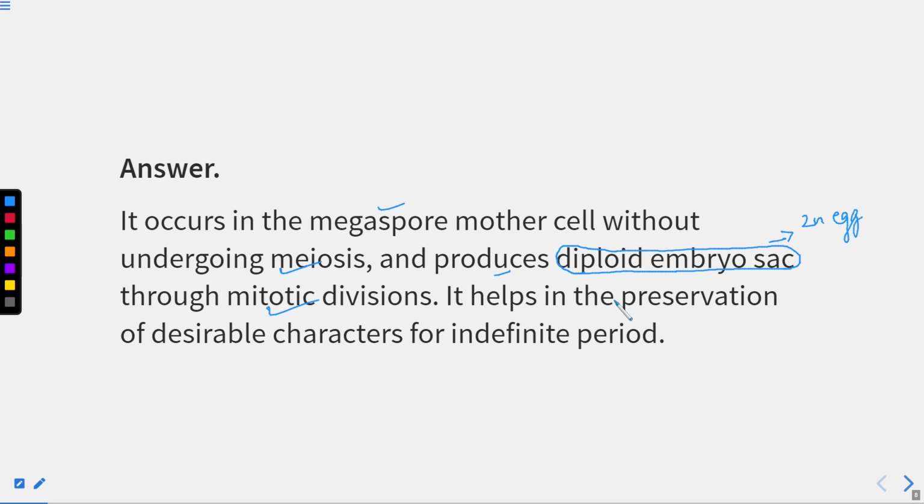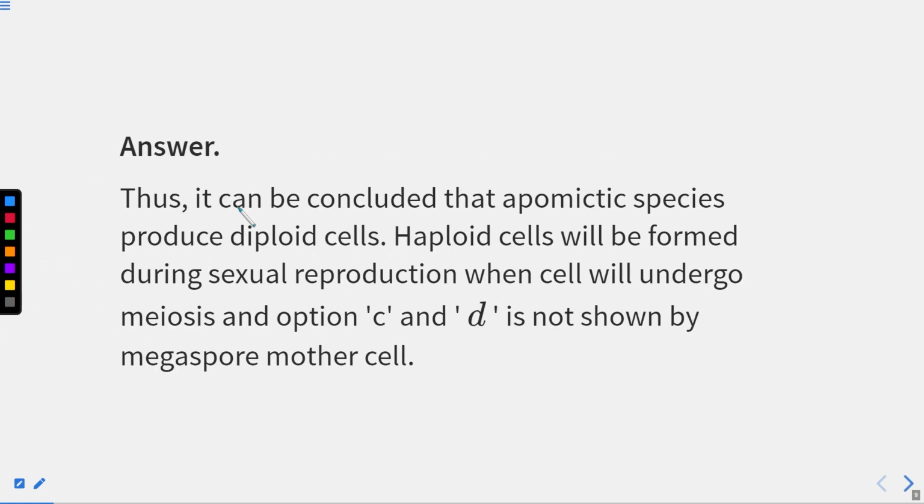It helps in the preservation of desirable characteristics for an indefinite period. Thus, it can be concluded that apomictic species produce diploid cells. How does it produce diploid cells? By mitosis, and there is no meiosis here. The haploid cell will be formed during sexual reproduction when a cell undergoes meiosis. Okay, and options C and D are not shown by the megaspore mother cells.